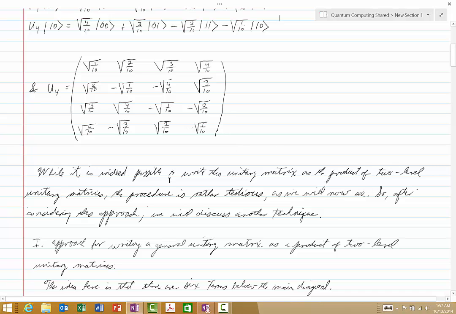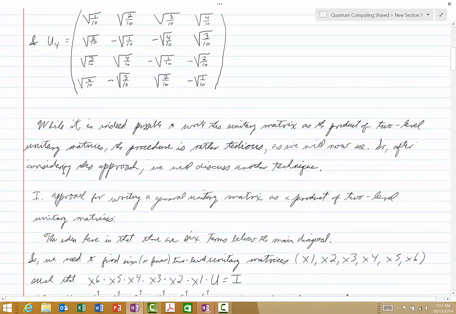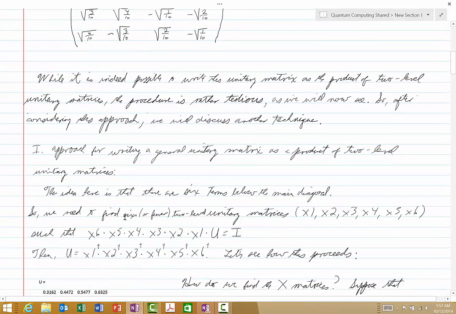Okay. So now we're going to do the more tedious problem of writing this rather general unitary matrix. It's not a completely general unitary matrix, but it is a rather general one, and we're going to see it's certainly not a two-level unitary matrix, but we're going to learn an algorithm now for writing this as a product of two-level unitary matrices. So the first step now, the approach for writing a general unitary matrix as a product of two-level unitary matrices.